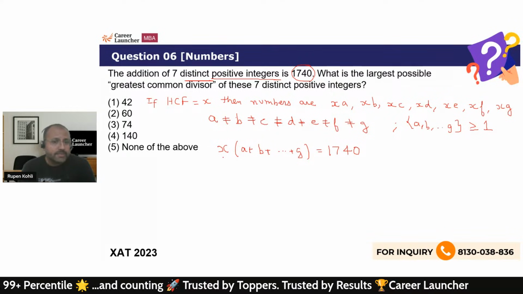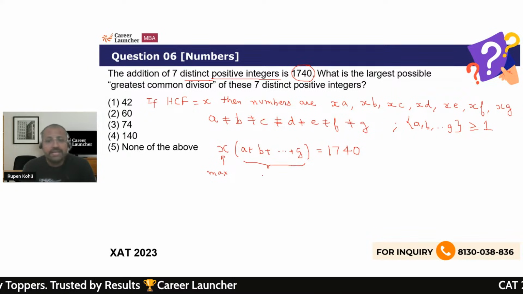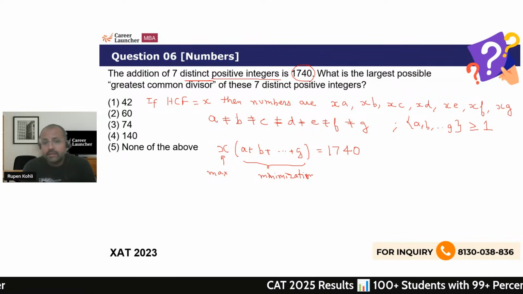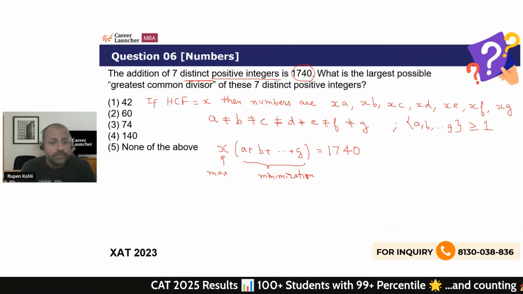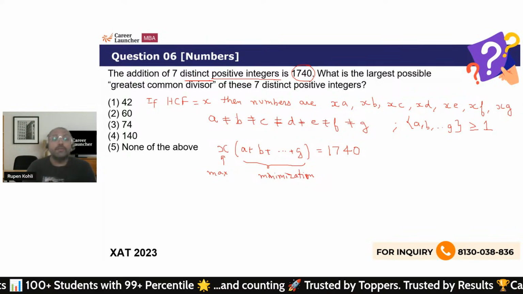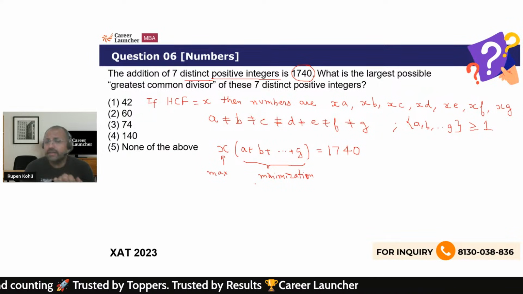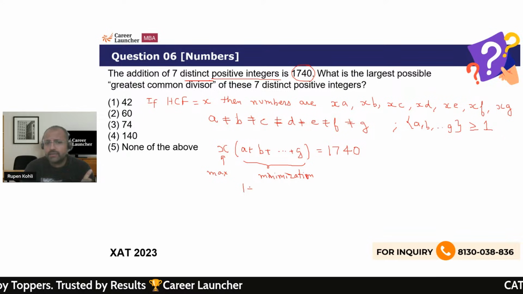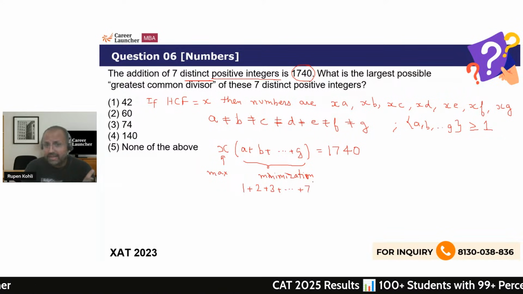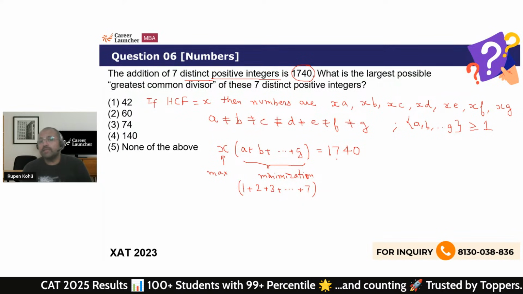This x has to be maximized. So obviously the sum of the multipliers has to be minimized. We would want this sum to take its minimum possible value. But we know these are 7 distinct positive integers. So what could be the absolute minimum value of the sum? Obviously by taking them as 1, 2, 3 and so on till 7. Theoretically, this could be the smallest value, but then this sum also has to divide 1740.